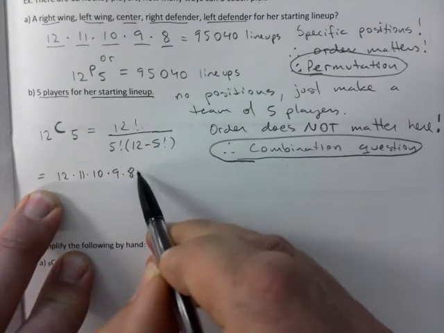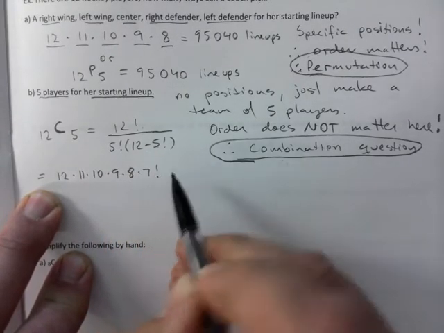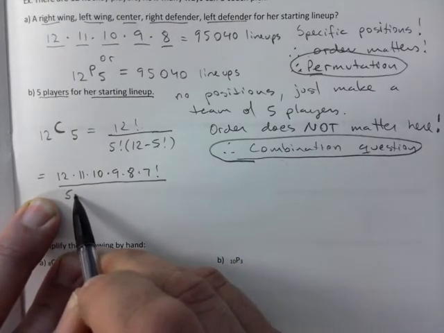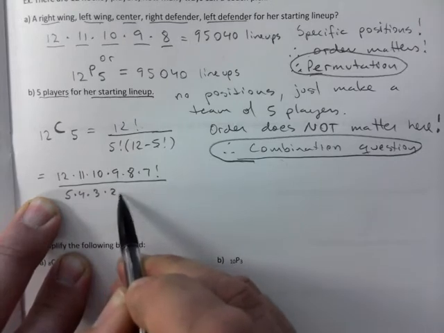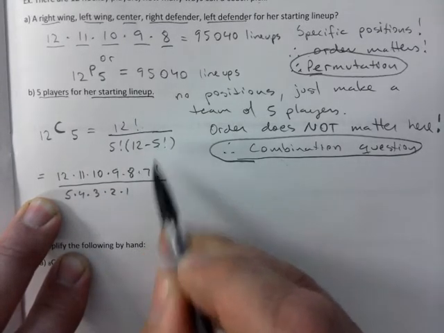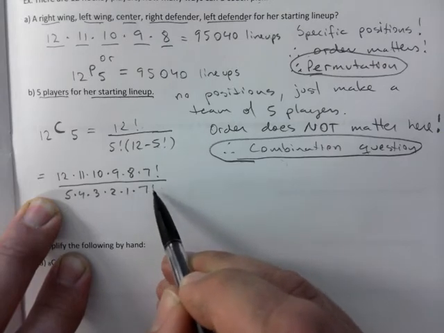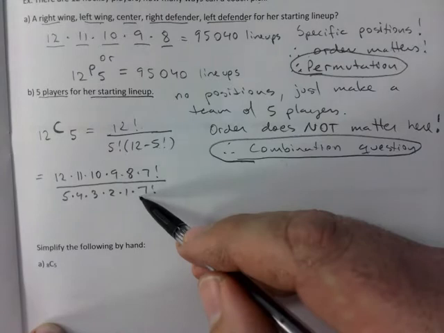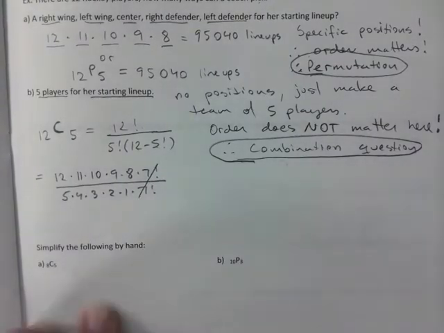Because this is 7 factorial here, I'm going to go 7 factorial, stop there. I'm left with 5, 4, 3, 2, 1. That's 5 factorial spread out. And I'm going to keep this at 7 factorial here at the end. So try to cancel out the highest factorials you see.